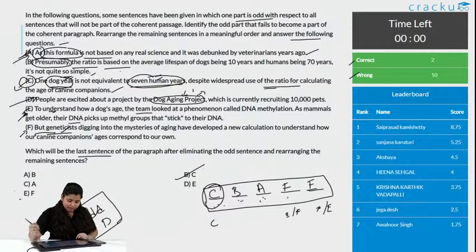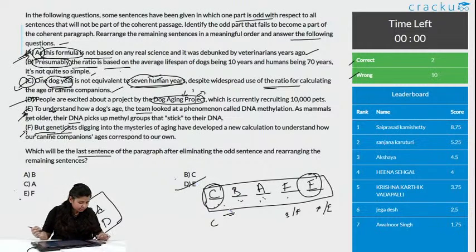And the last question says which is the last sentence in the paragraph. So, which should be the last sentence? It is E, that is option D is the correct answer and 2 people got this correct and 10 wrong. So, this was the question.